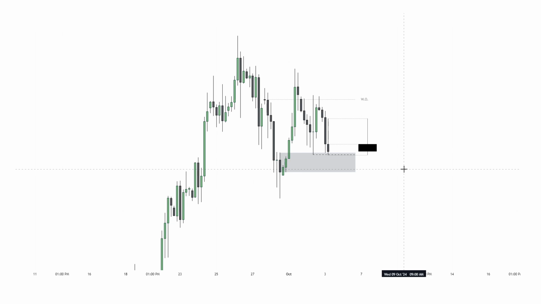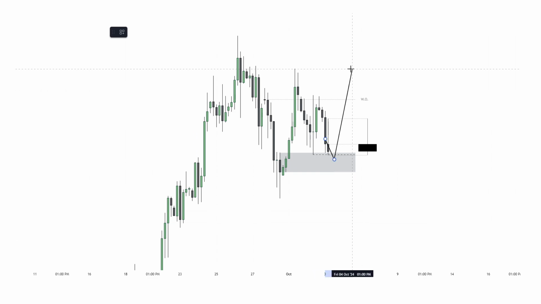So this would then be a high probability setup. So if we could see the marketplace come down here, take out this level of liquidity, plus tap into this order block level, we could then see higher prices reaching back above external points of liquidity, right? This is an internal to external type of trade.